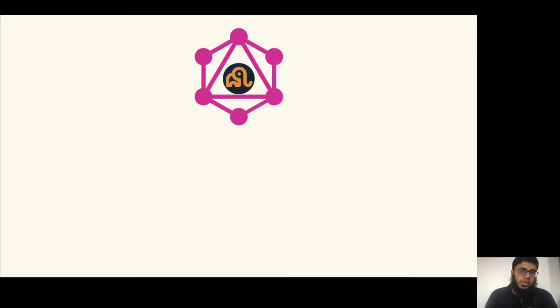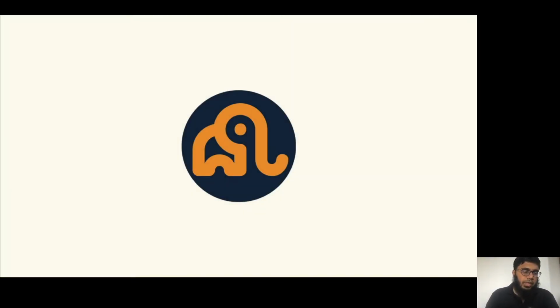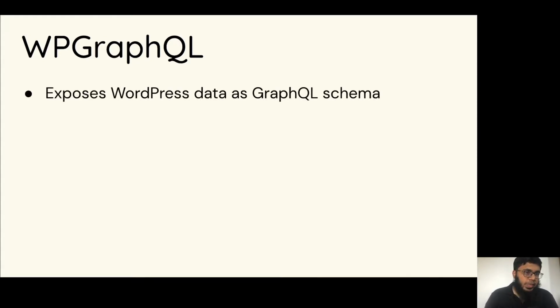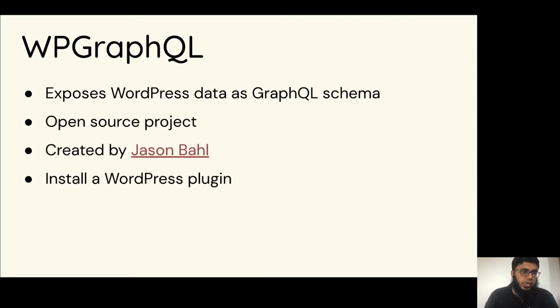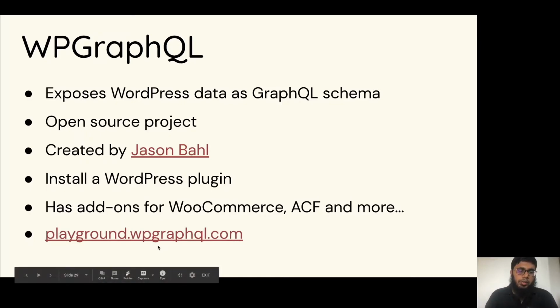The second way is to use the plugin GraphQL for WordPress, or in short, WPGraphQL. Let's talk a little bit about WPGraphQL. WPGraphQL is a free open source WordPress plugin that provides an extendable GraphQL schema and an API for any WordPress site. It was created by Jason Ball, and it exposes WordPress data as a GraphQL schema. With WPGraphQL, you install a WordPress plugin, and it also has add-ons for WooCommerce, Advanced Custom Fields, and so on. We can check out a small demo of how WPGraphQL works.